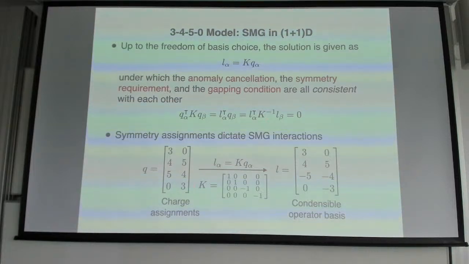So everything is consistent. If we start from the charge assignment of this system, 3450, 0543, and then we apply the K matrix to these charge vectors, we can derive what kind of L vector we need to have. And we have these two columns, 3 4 minus 5 0, and 0 5 minus 4 minus 3. These are the two basis vectors that specify the condensable operator.